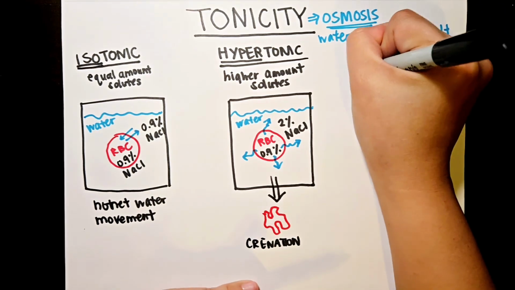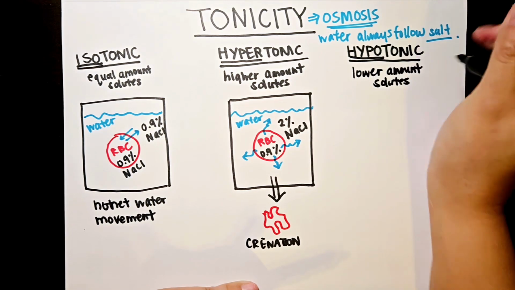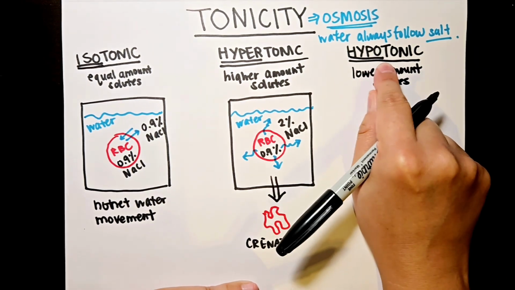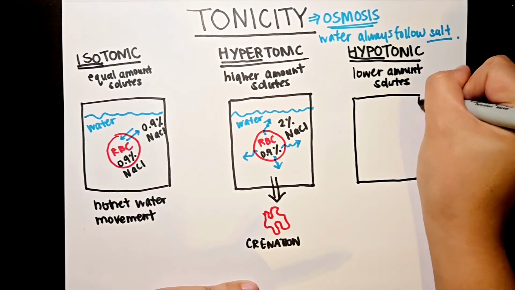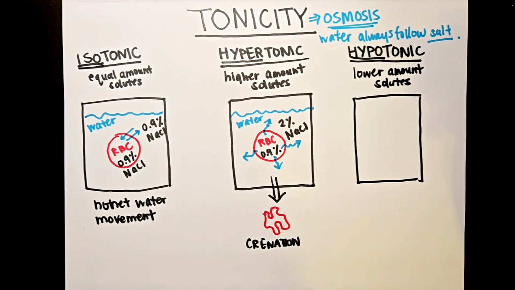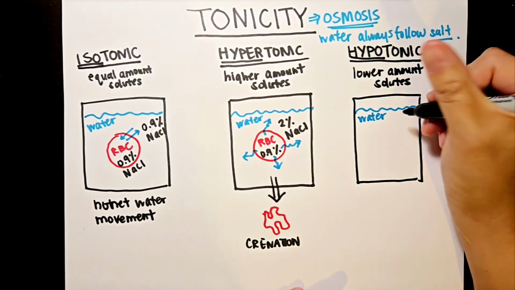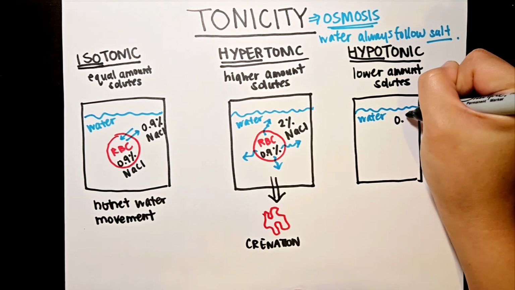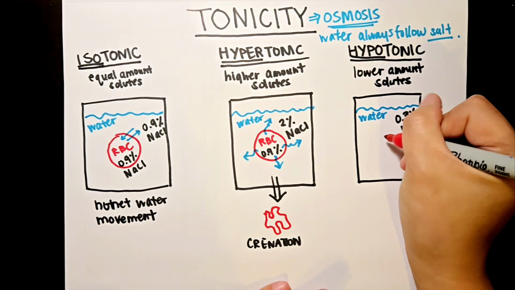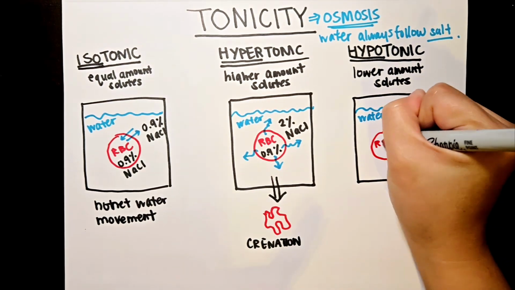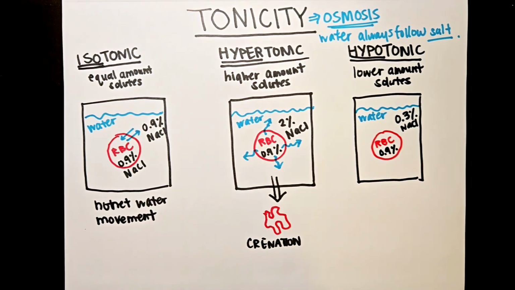Hypotonic solution then means lower amount of solutes. Anything that starts with hypo always means lower. So we have a similar situation, again some body of water, and now this water is 0.3% sodium chloride, let's say. And we have the same red blood cell that still has the same 0.9% salt.